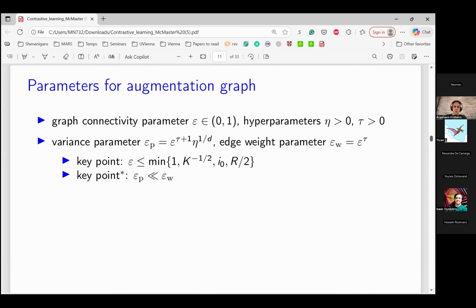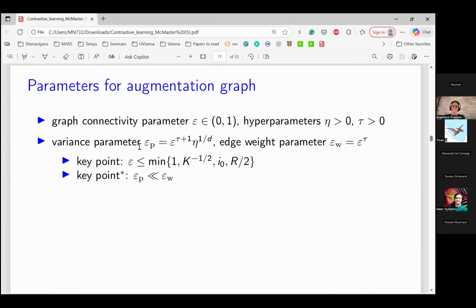Okay. So I'm going to discuss a little bit more about the parameters for this. The epsilon is the epsilon that you saw before, a graph connectivity parameter between 0 and 1. And there are some hyperparameters that we put in for our analysis, eta and tau. They're both positive here.